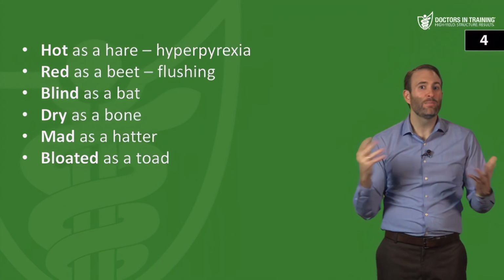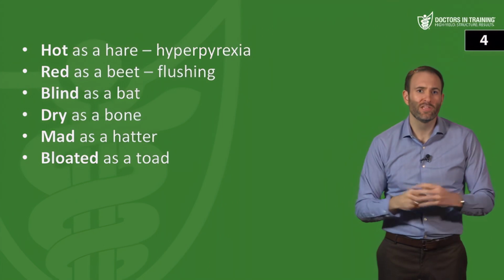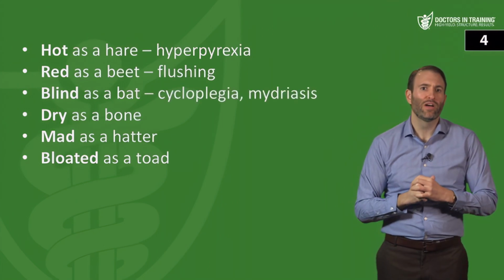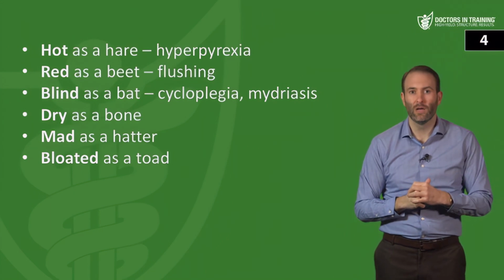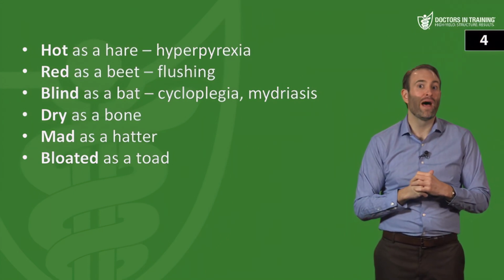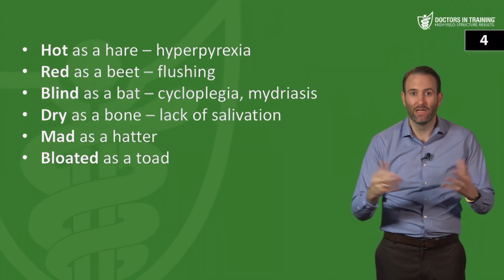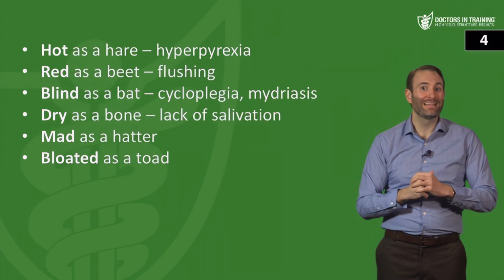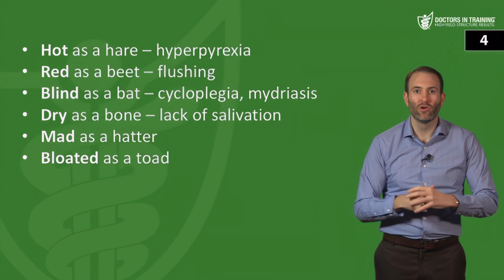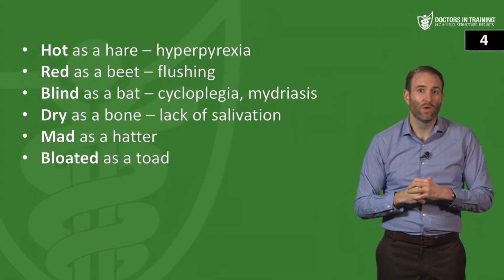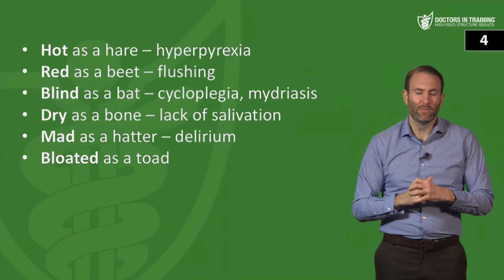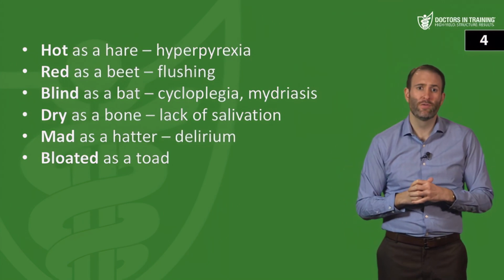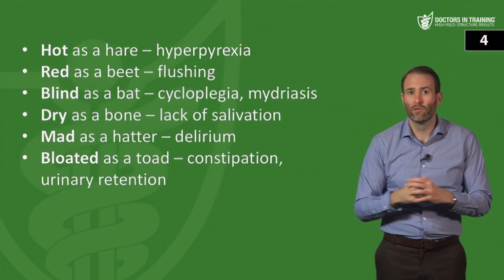Next, we have blind as a bat. That's going to occur because blocking the parasympathetic activity will cause cycloplegia and mydriasis. Therefore, patients will lose the ability to accommodate. Patients will be dry as a bone because they won't be salivating as much. They're also going to be mad as a hatter. Acetylcholine is an important neurotransmitter in the brain as well as in the periphery. Therefore, you can see things like delirium when you inhibit it. Bloated as a toad is referring to constipation and urinary retention.